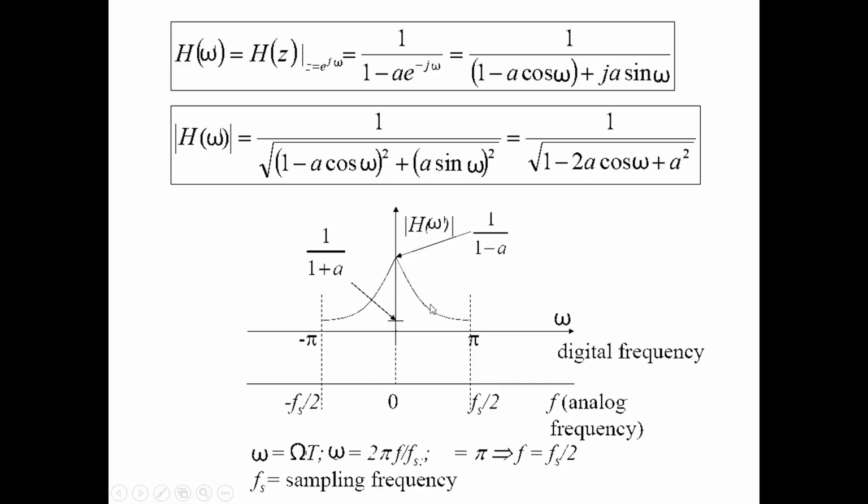Now if you see this graph, along the x-axis is small omega, which is the digital frequency, along the y-axis is magnitude response. Now for omega equal to 0, if you put omega equal to 0 here, it will be 1 minus a whole square under root. So square will cancel with under root, so the value left is 1 over 1 minus a. When you put omega equal to pi or minus pi, it will be equal to 1 plus a whole square under root. In that case, this value will be 1 over 1 plus a. Right, the rest of the things we all know, because minus pi will belong to minus fs by 2 in the analog domain, and pi will belong to fs by 2 in the analog continuous domain.